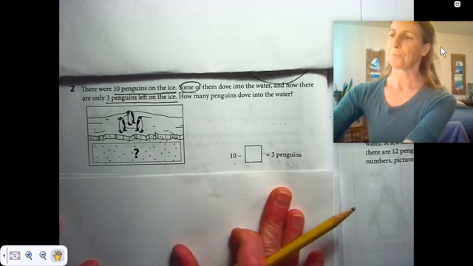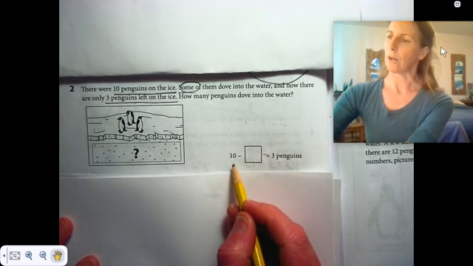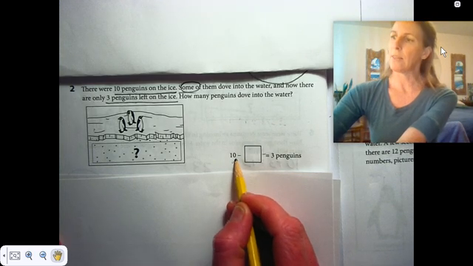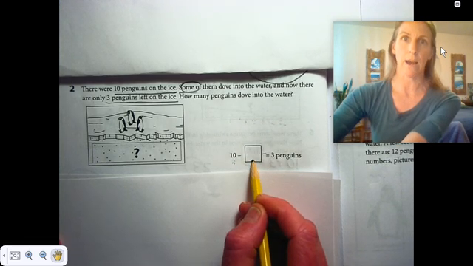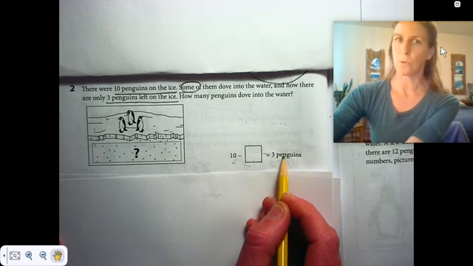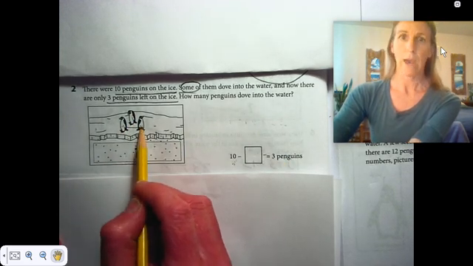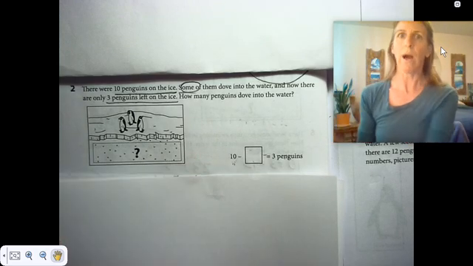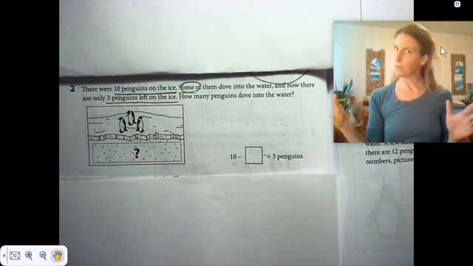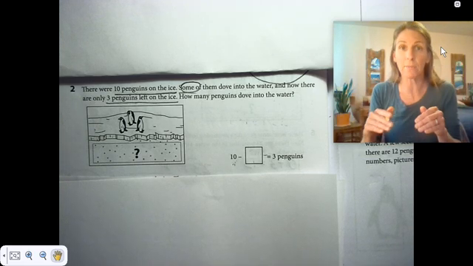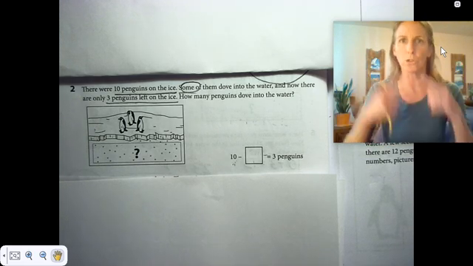This is what I would do. I know that there were 10 penguins on the ice. Then some dive into the water, and now there's only 3 left. There they are. 1, 2, 3. How many dove in the water? Well, you could draw a picture, but the cool thing is, think about your fact families. Go backwards, do the opposite.